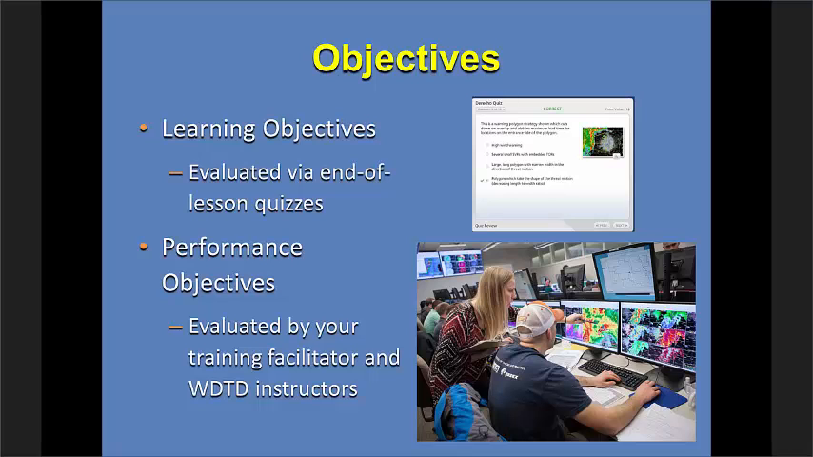Performance objectives, on the other hand, a performance objective is a statement that clearly describes the behavior or performance you, the learner, are expected to exhibit as a result of the training. We assess these performance objectives via the AWIPS West exercises, oftentimes facilitated by your training facilitator, the AWIPS proficiency exam, also proctored by your training facilitator, and the RAC workshop lab led by us WTD instructors. So like you can see on that picture at the bottom right, one of us instructors in our lab teaching one of the RAC students at our workshop.